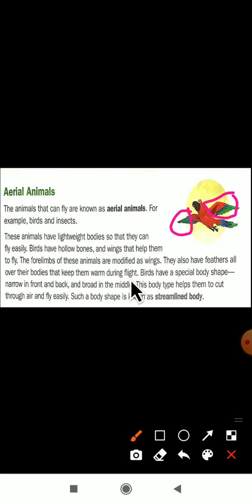The birds are having feathers here. Why are the birds having feathers? Can you tell me why? Because the birds should keep their body warm here.